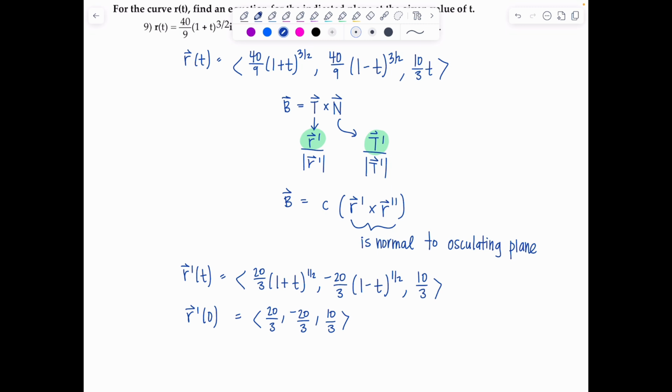And I just need something parallel to B. It doesn't have to exactly preserve the length, right? So instead of all these ugly fractions, guess what I'm going to use? I'm going to use 2, negative 2, 1, and have the most relaxing cross product ever.